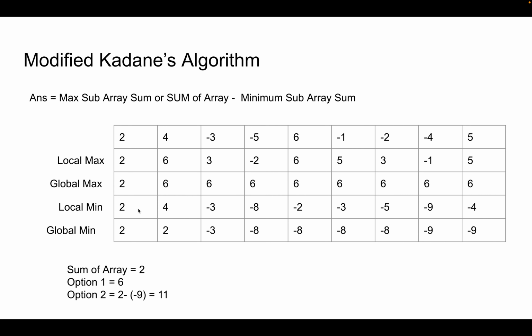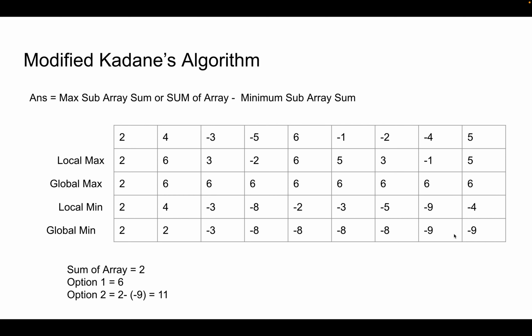Since it is positive, we will change it to 4. And next it is -3. We don't want to change because it is a negative number. We just add the negative number, -8. Similarly, -2, then again -3. It keeps on being negative, so we just add the numbers further. If you look, the global minimum possible value is -9 in this case.